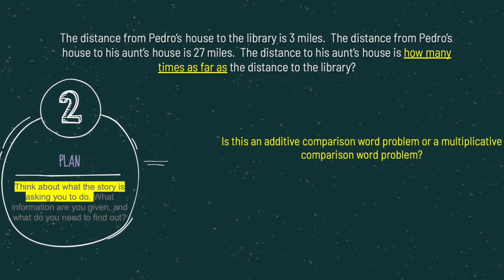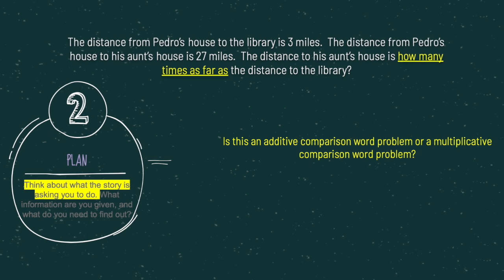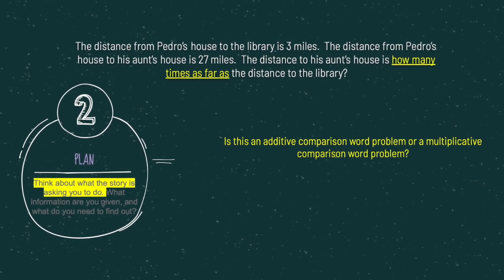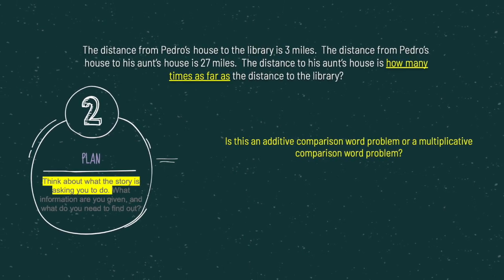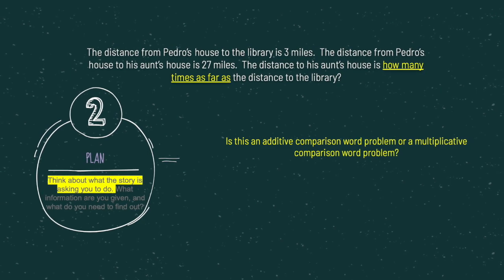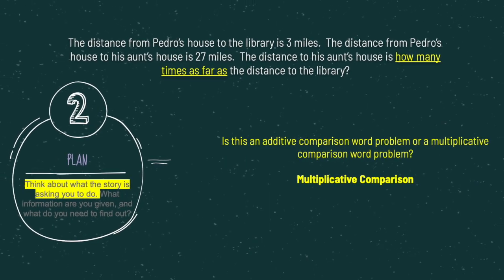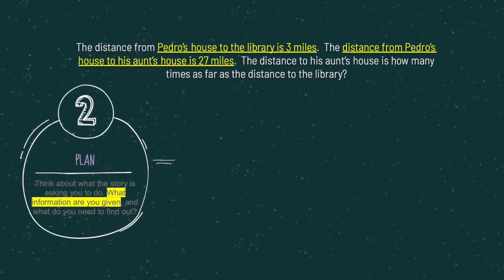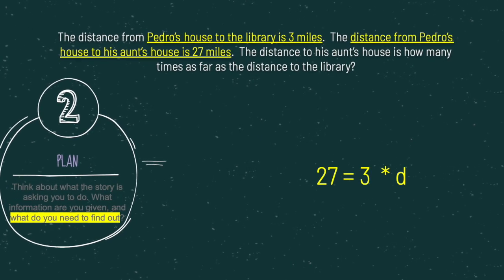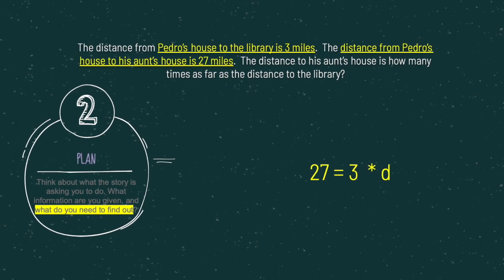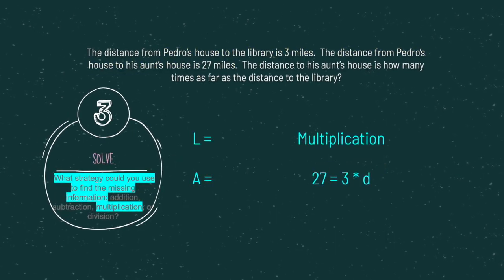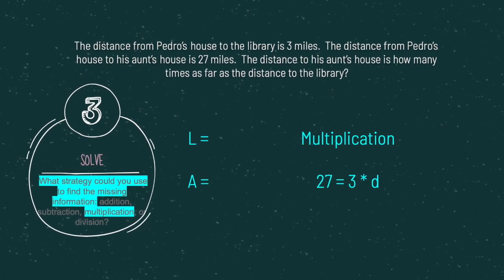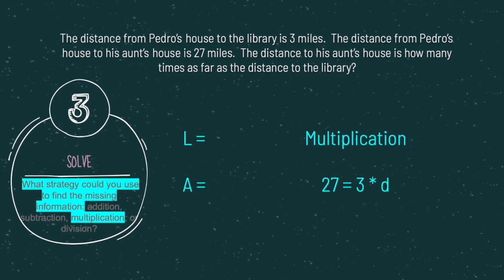Step 2. Think about what the story is asking you to do. Is this an additive comparison word problem or a multiplicative comparison word problem? It's a multiplicative comparison word problem. Take a look at the information that is given. Now, what do we need to find out? Let's use all the given information to solve using multiplication.